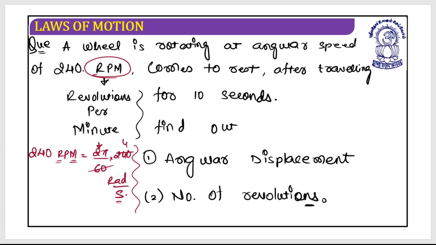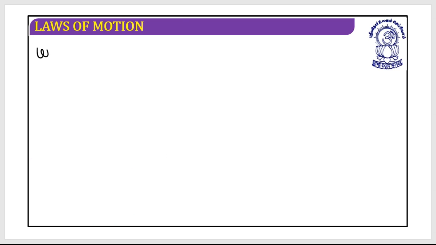So this is 60 fours, and that should be equal to 8 pi. Do remember this: it's 2 pi by 60 to convert from rpm to radian per second. So the omega that is given is 8 pi radian per second. This is omega naught actually. The time is 10 seconds.